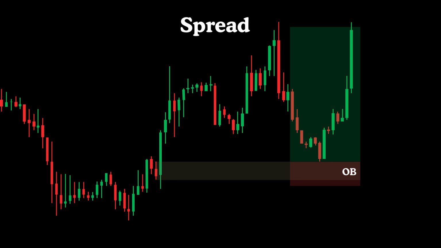So, if a trading pair has a high spread, you might end up missing solid trade entries or hitting your stop loss even when the actual price didn't reach that level.